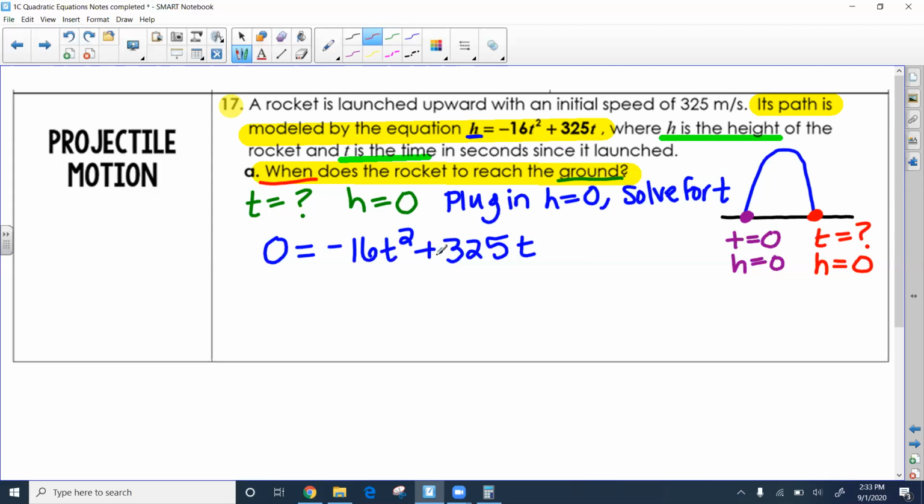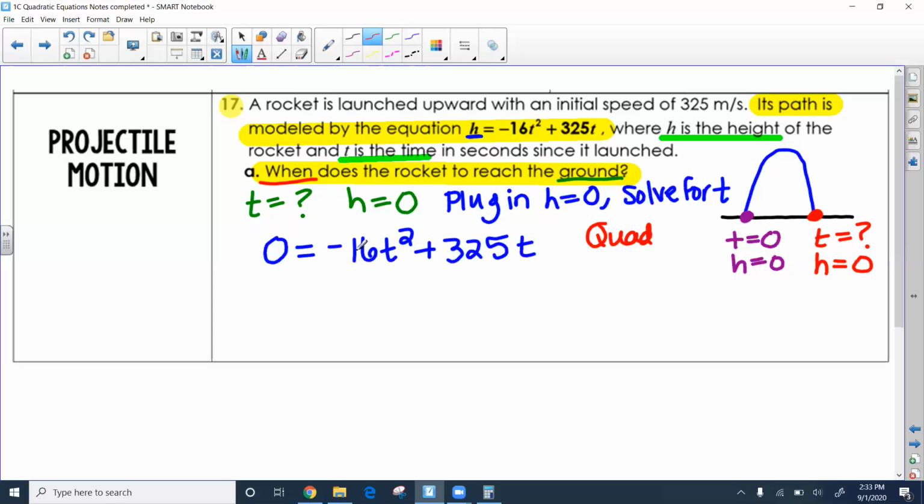Because it has the t squared, I know this is a quadratic equation. When we have a quadratic equation, we have 4 different methods to choose from. And in this case, we're not told to pick any specific method, so we can pick any method we want. The method I usually try first is I try to factor. And then if I can't factor, then I use the quadratic formula. So those are the 2 I use the most often.